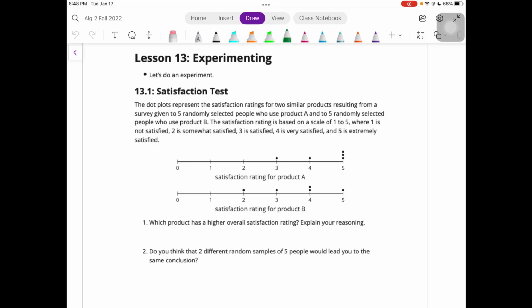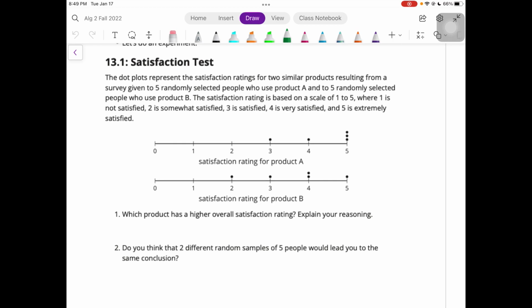All right, let's take a look at lesson 13, experimenting, in unit 7. All right, so 13.1, satisfaction test.